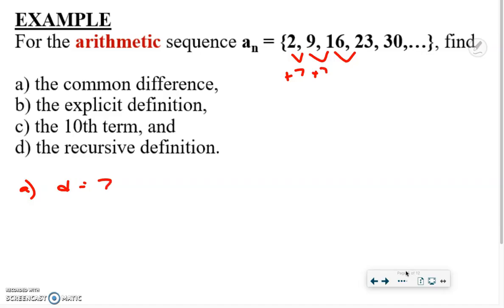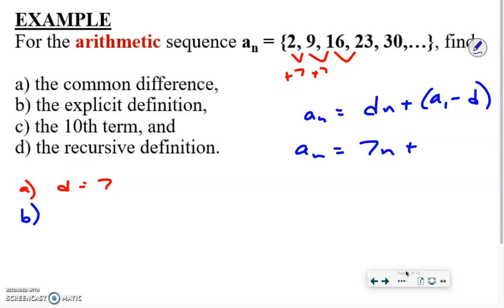Very good. Next up, we want to write out the explicit definition. We just wrote that up on the previous slide. A sub n is equal to d times n plus a1 minus d. So, we know d is 7. That's great. A sub n is equal to 7n plus something minus 7. But what's my first term?